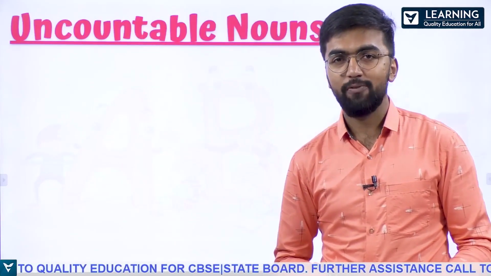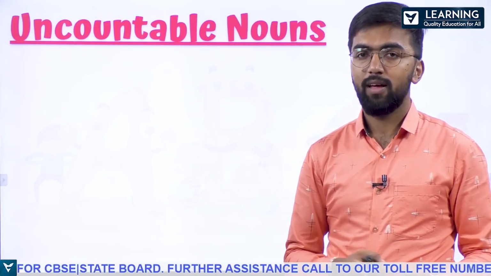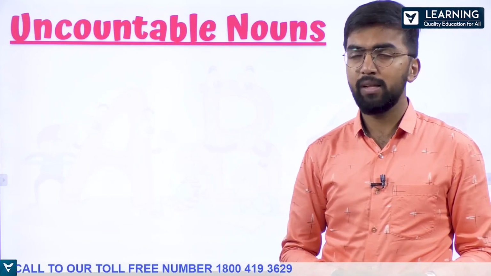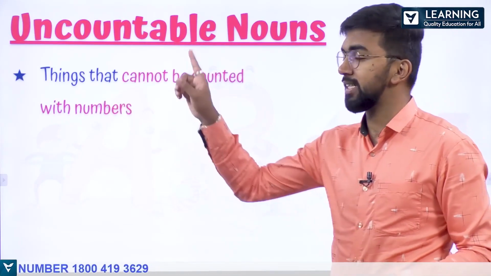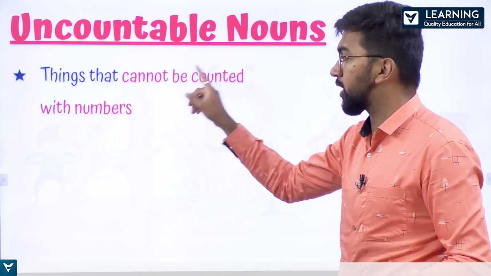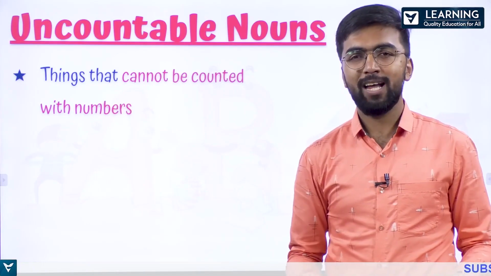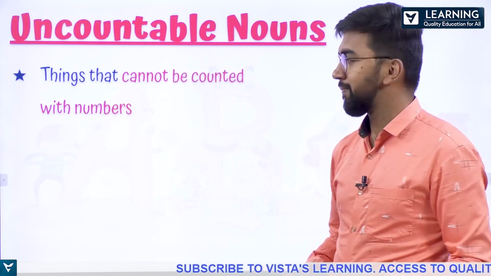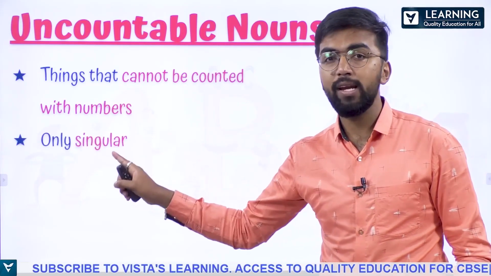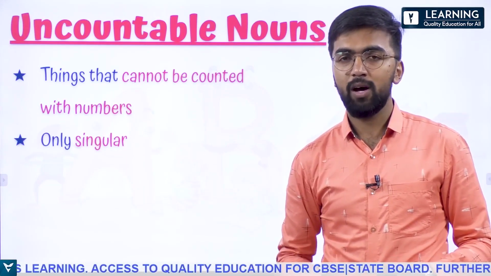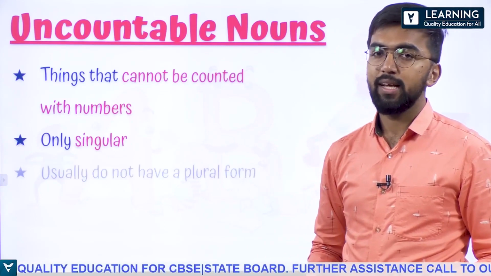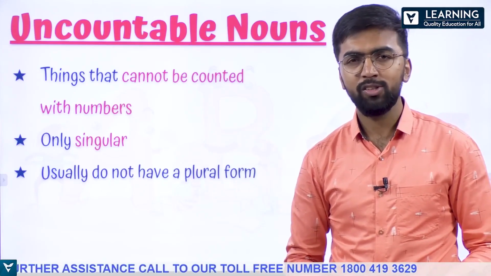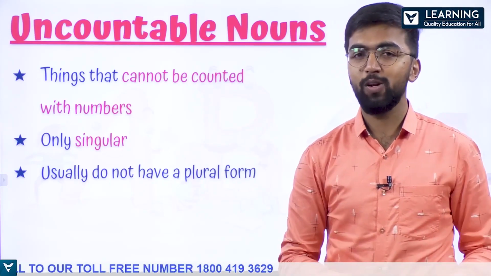Up next, we have uncountable nouns. As the name suggests, or as it sounds simple, uncountable nouns are those things, nouns that cannot be counted with numbers. Those nouns that we cannot count with numbers are uncountable nouns. These are only singular. Uncountable nouns are only singular. Hence, they usually do not have a plural form. Uncountable nouns usually do not have a plural form.